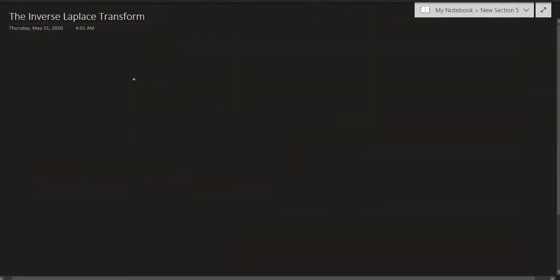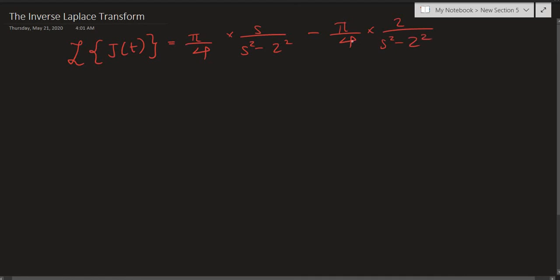See you there. So we had an expression for the Laplace transform of j of t as follows: pi over 4 times s over s squared minus 2 squared (I wrote 4 as 2 squared, you will see why), minus pi over 4 times 2 over s squared minus 2 squared. So I suggest taking an inverse Laplace transform of the Laplace transform of j of t.